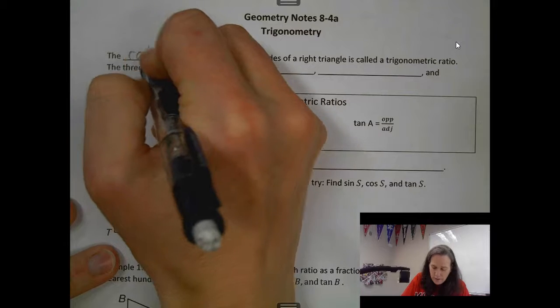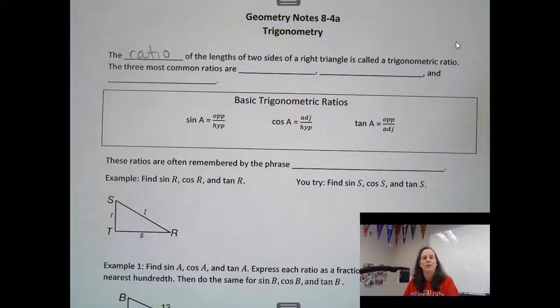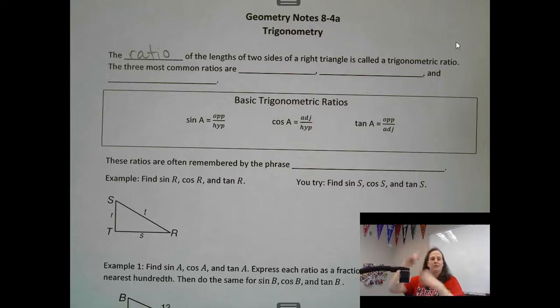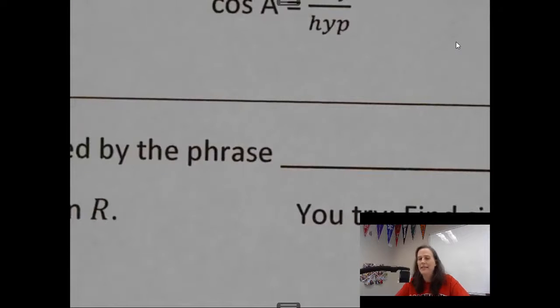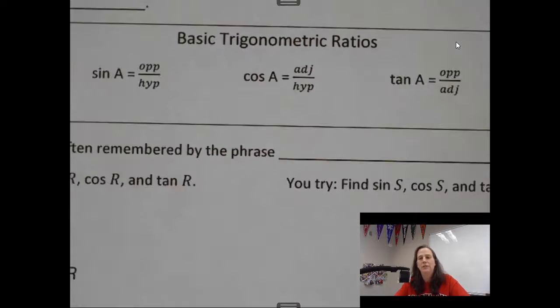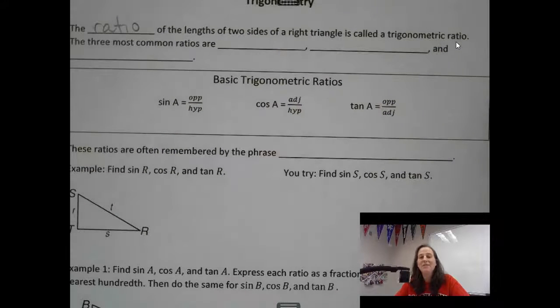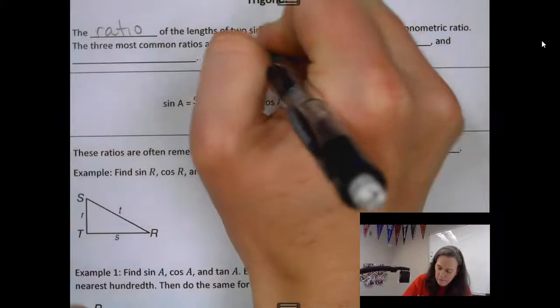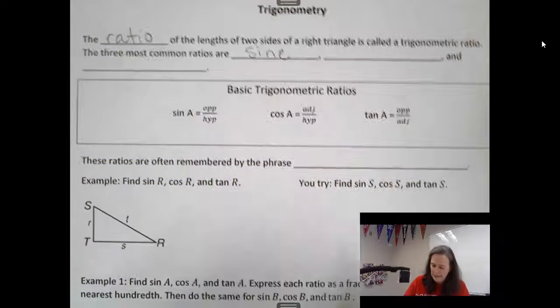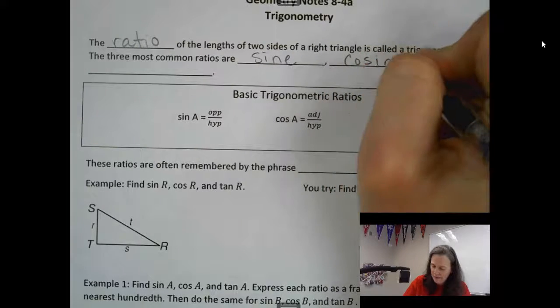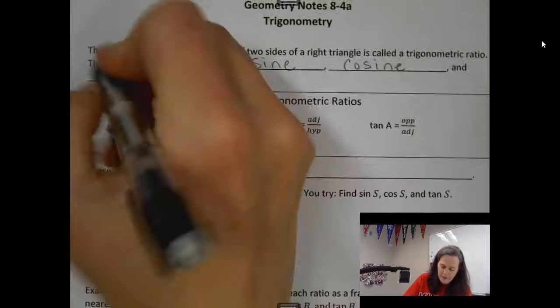The ratio, and you remember what ratio is? You're comparing two values, right? Comparing them. Of the lengths of 2 sides of a right triangle is called a trigonometric ratio. That's probably a good spelling word for us. Trigonometric. Oh, I did it again. Trigonometric ratio. Whew. Okay, the 3 most common ratios are sine, cosine, and tangent.